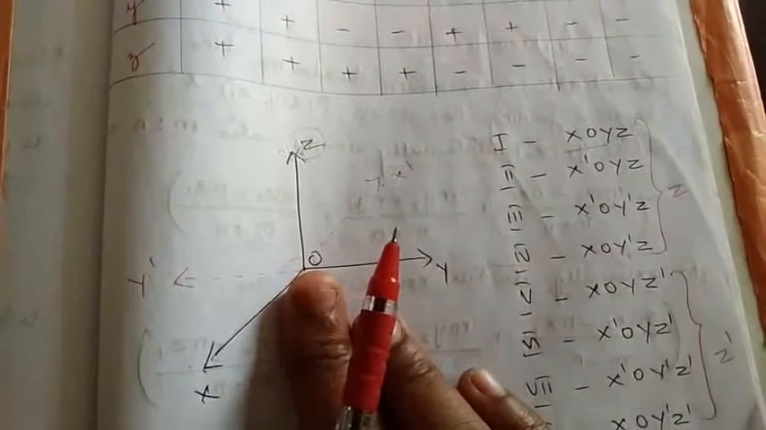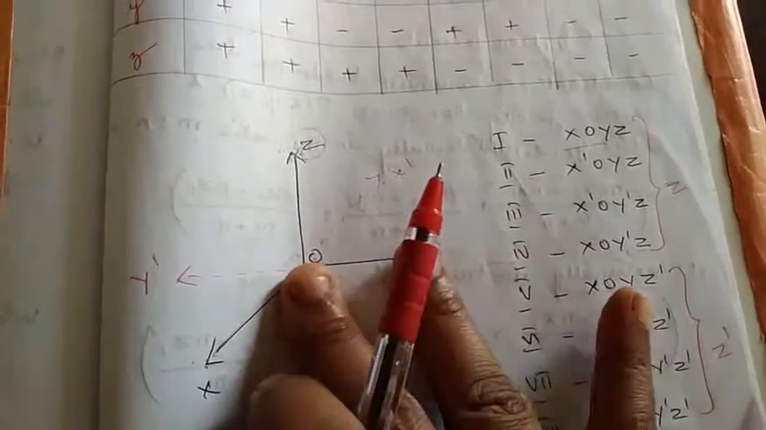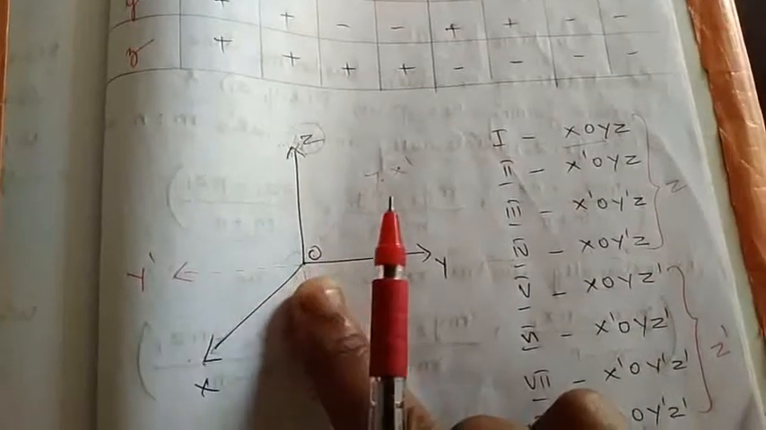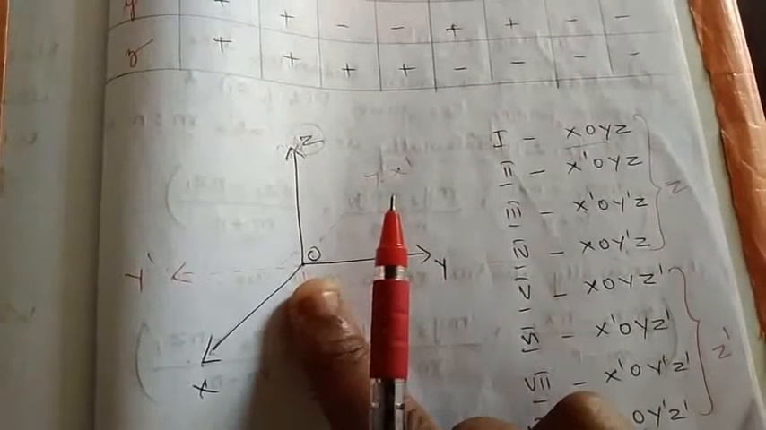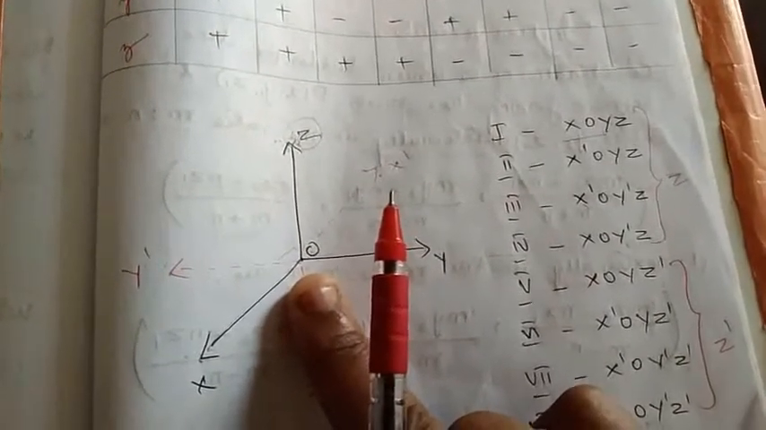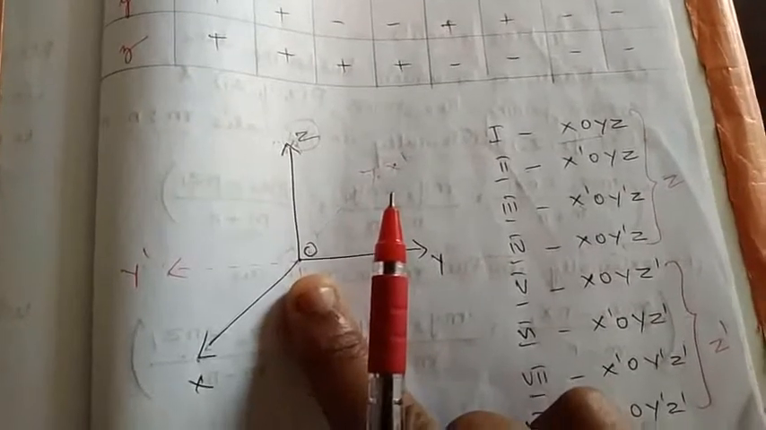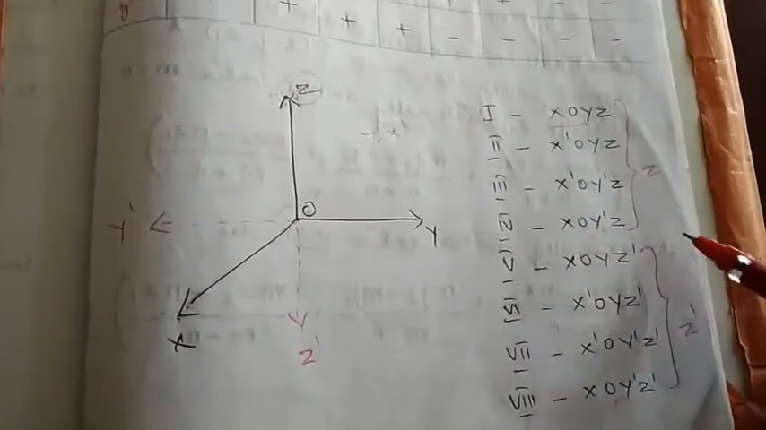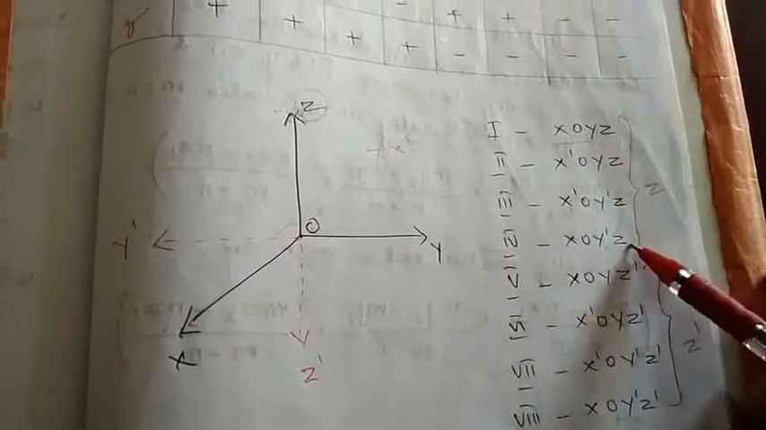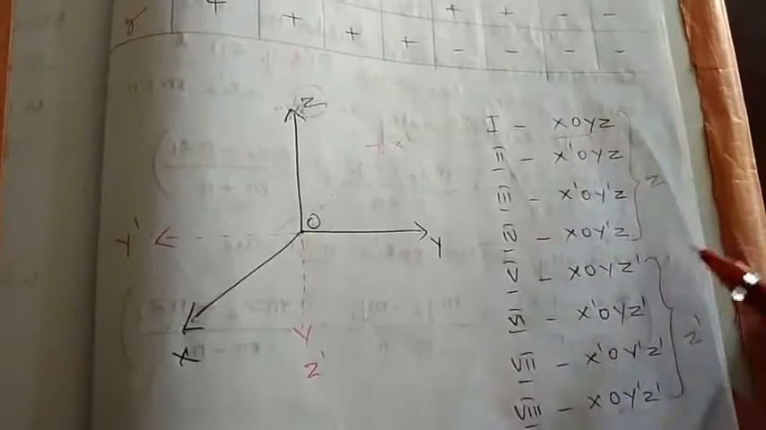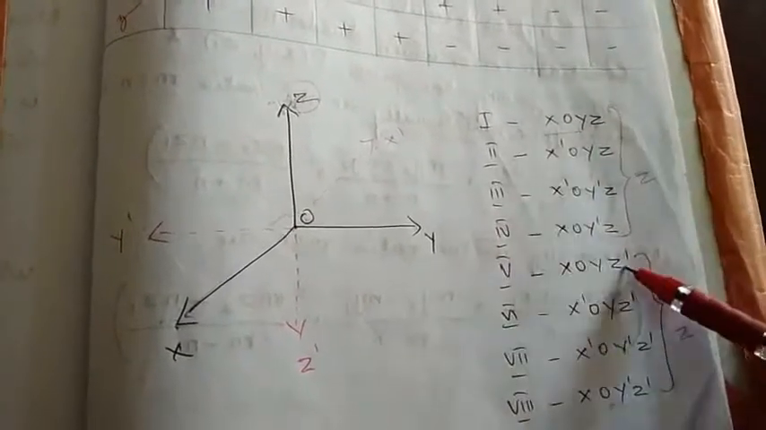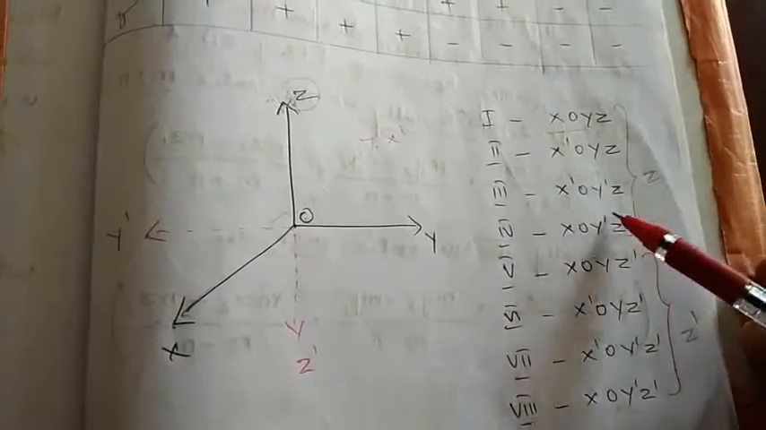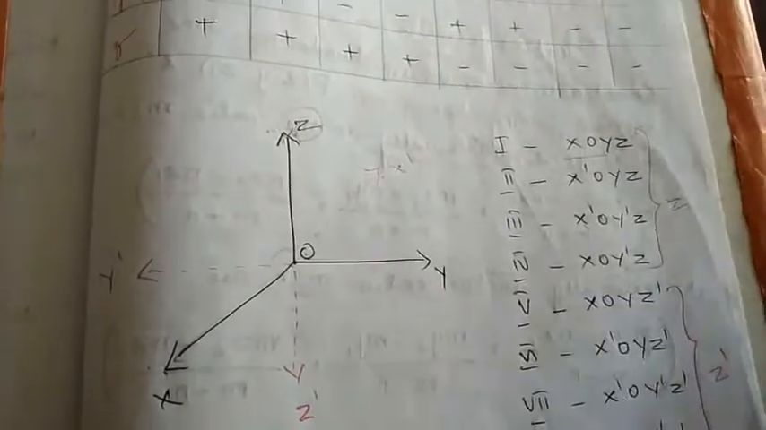I repeat, forget about z dash. X, o, y, z; then x dash, o, y, z; then x dash, o, y dash, z; then x, o, y dash, z. Once you are able to recognize these 4, then the next 4 is easy. The same order, but instead of z, you replace it with z dash: x, o, y, z dash; x dash, o, y, z dash; x dash, o, y dash, z dash; and x, o, y dash, z dash. That's it. These are the 8 octants.